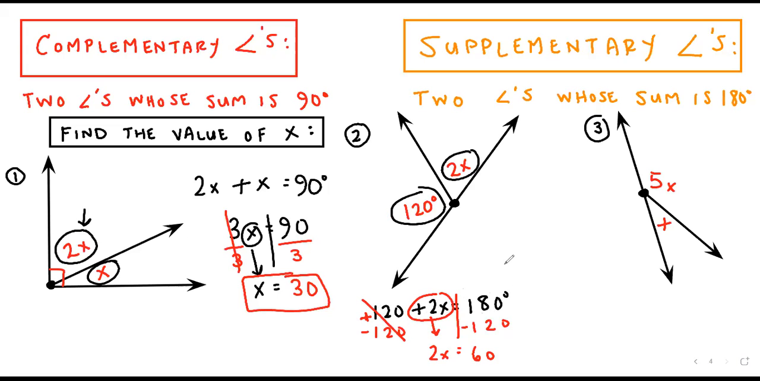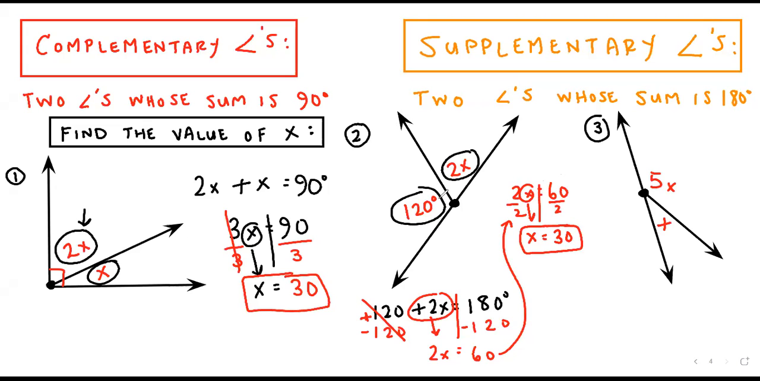Now I could complete the rest of it right here. So I have 2x is equal to 60, and I can solve that. Divide by 2 on both sides. That means that x is equal to 30. I was right. Congratulations.